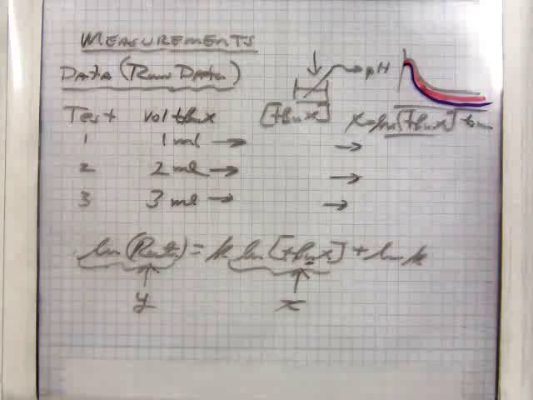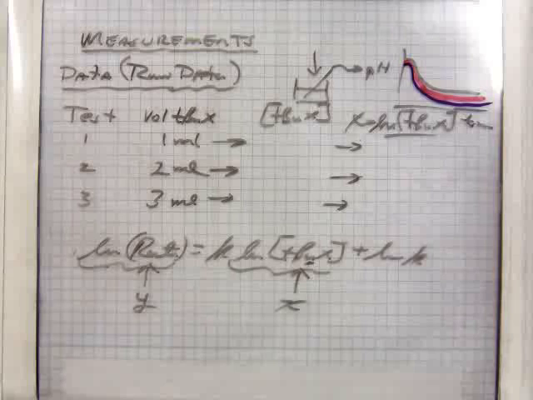X values are already done for you. But this one down here is what you need for your Y values, your Ln of rate numbers here in moles per liter second. Okay, so in experiment 1, at 100 seconds, you found this to be your pH trend.